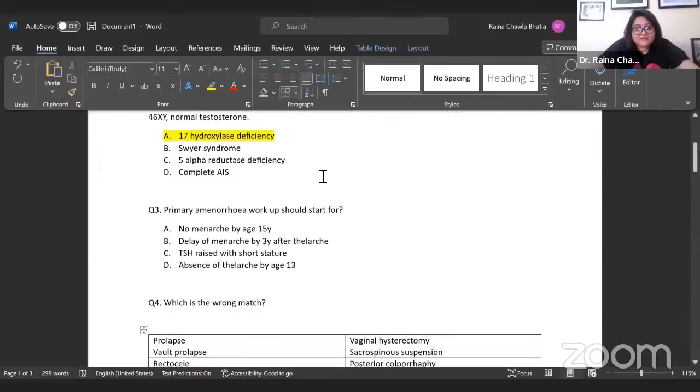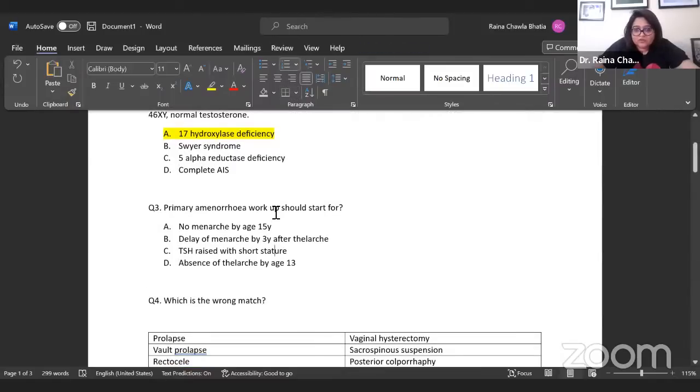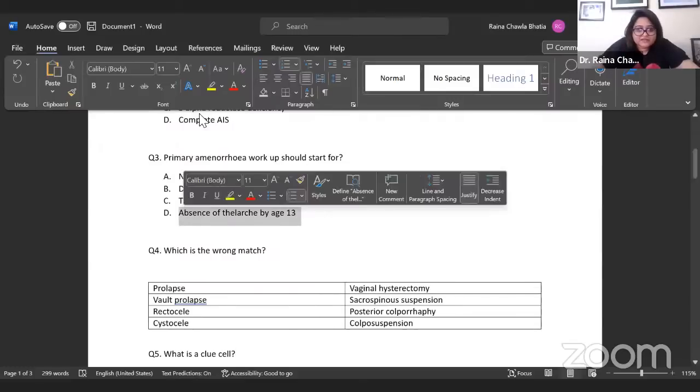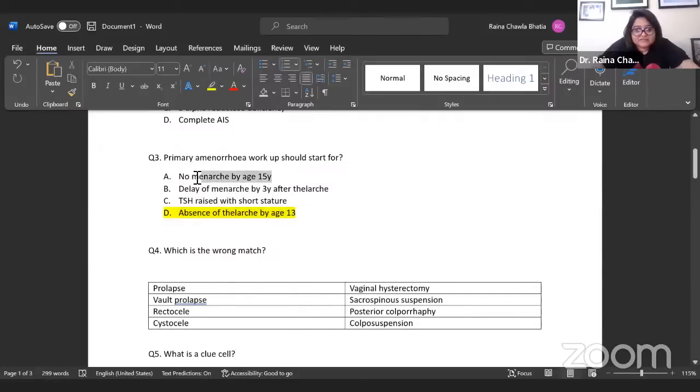Okay. Next, there's another question on primary amenorrhea. So all the high yield areas were covered. Primary amenorrhea, the workup should start. And this was, I think, a multiple choice question. Okay, so here we all know primary amenorrhea is defined as 13 years if there are no secondary sexual characters. So this would be a correct answer. And 15 years if there are secondary sexual characters present. So this would also be an answer. Okay, these two should be the correct options.